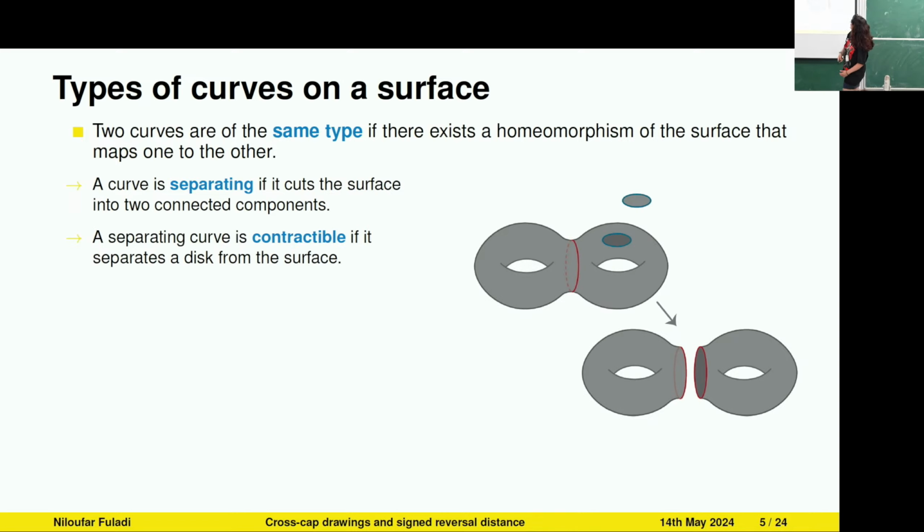Also, I can have this kind of separating curve. When I cut along these blue ones, I get a disc and this one. In this case, I call it a separating contractible curve, and this one is a separating non-contractible curve. And these two are different in type. There is no homeomorphism that maps these two to each other.